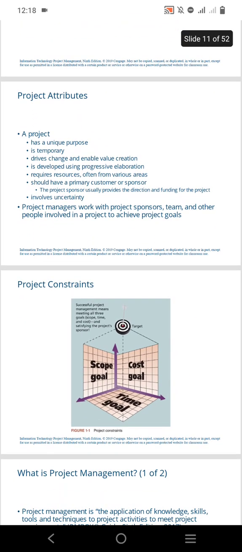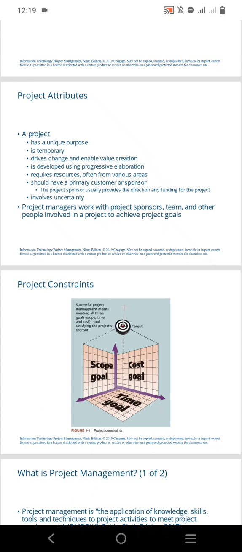It drives change and enables value creation. So for example, if you are going to develop a software, that software would be useful to its end users, and of course it could also lead to job creation. So a project has an attribute to drive change and enable value creation.